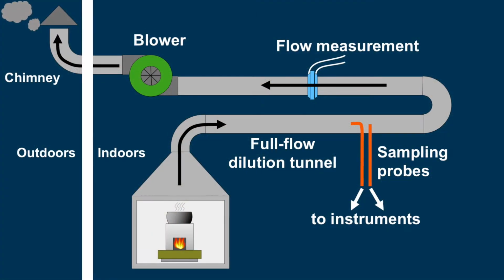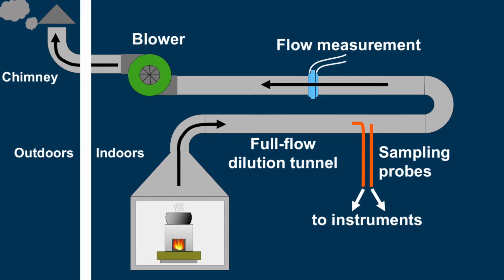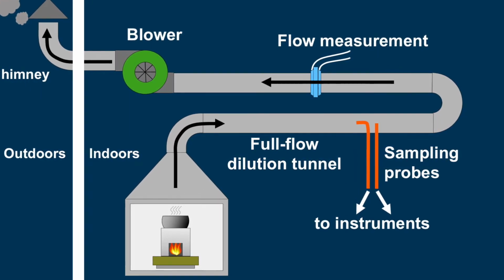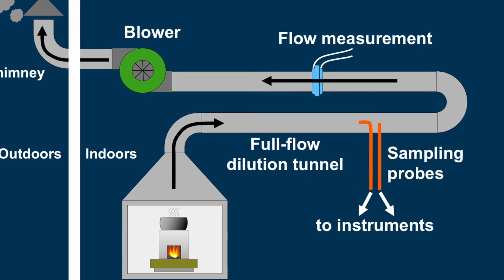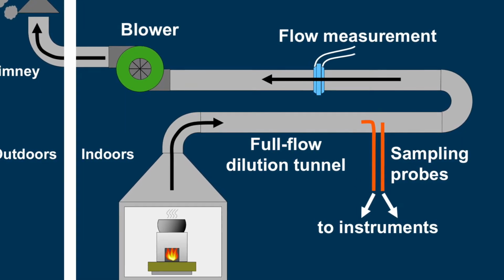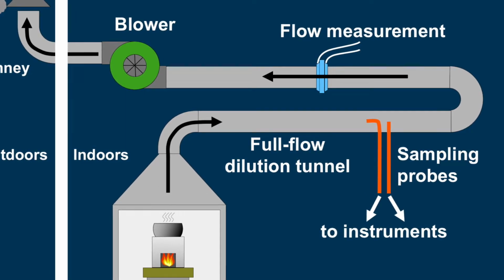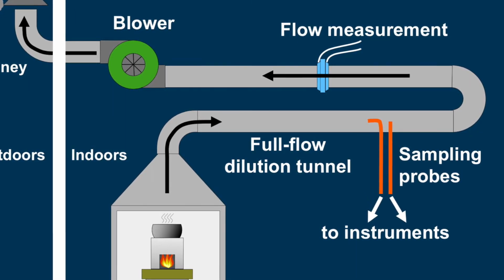As the blowers pull air through the duct, it first passes through the hood and then through a long mixing tunnel. It then passes the sampling port, a flow measurement device, and finally is exhausted through the blowers and out the chimney. In addition to just moving air through the duct, the blowers must satisfy two important criteria.